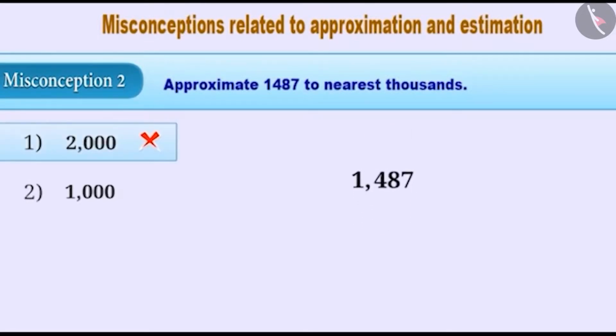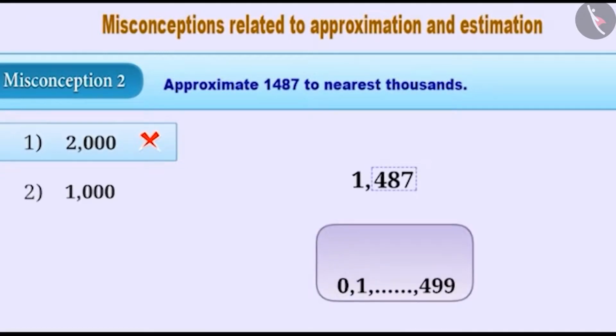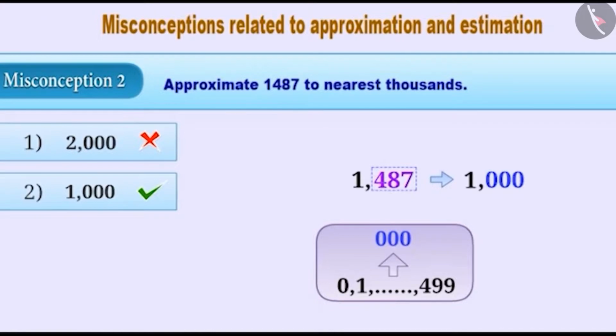The correct way is that if the number formed by the last 3 digits lies between 1 and 499, then it is nullified. This way, the number formed by the last 3 digits of 1487 is 487, which is close to 0. Therefore, by writing 0 at its place, we get the correct answer, 1000.